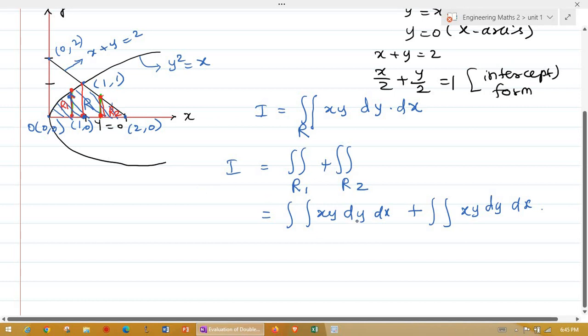How can we write the limits? First we write the limits for y in region 1. Region 1 starts from y equal to 0 to y equal to the parabola, y equal to root x.